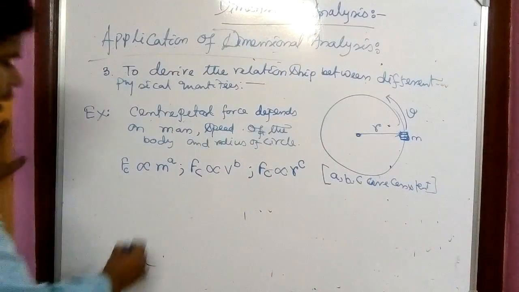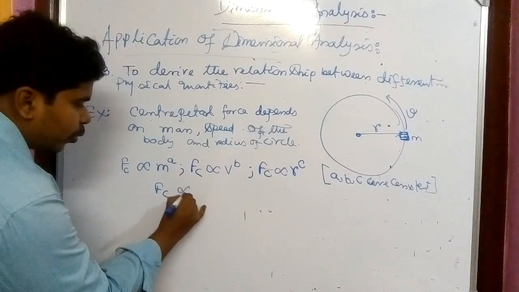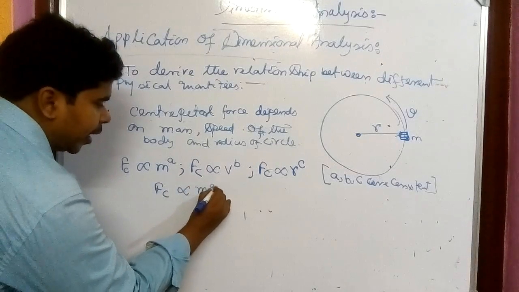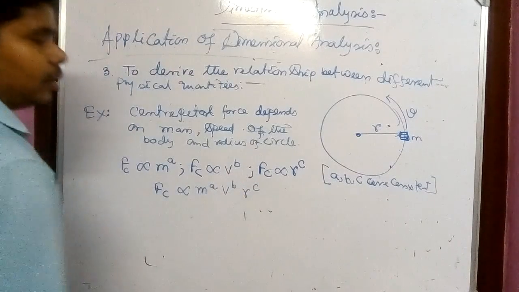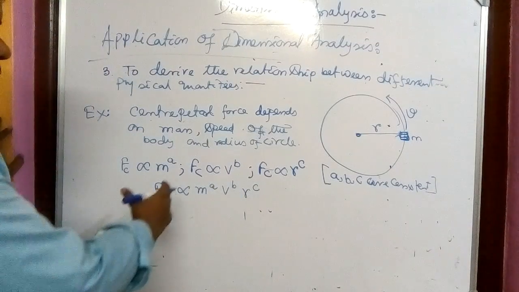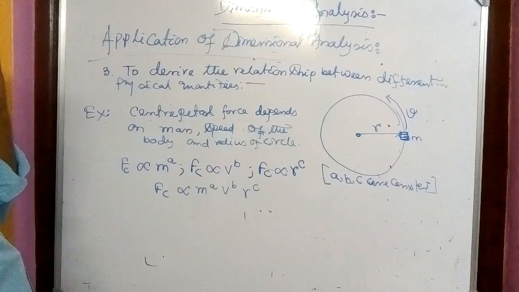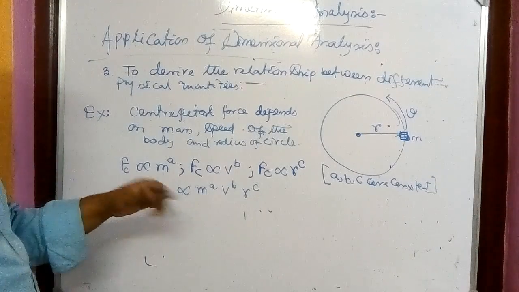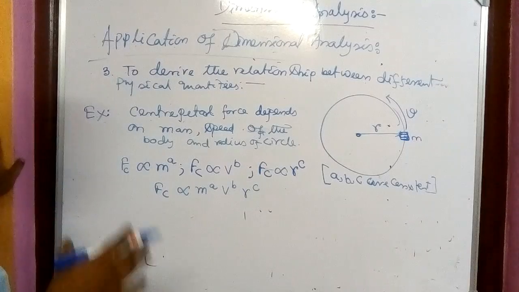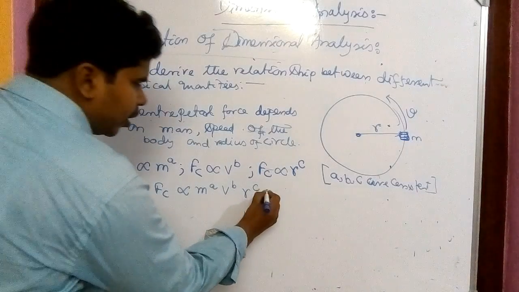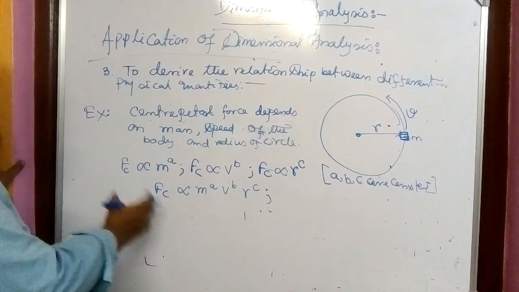If we write it together, so FC is proportional to M to the power A, V to the power B, R to the power C. If I find the value of A, B and C, then easily I can find the relation, but it is a proportionality sign. So before that we have to make an equation. So what should be the equation? We have to give a constant here.